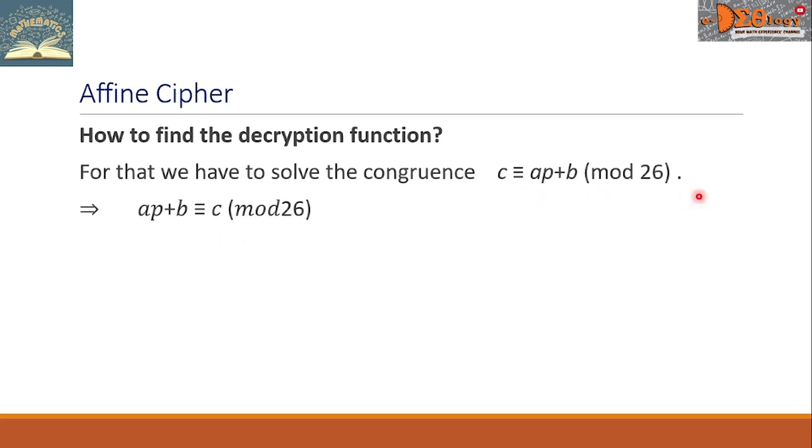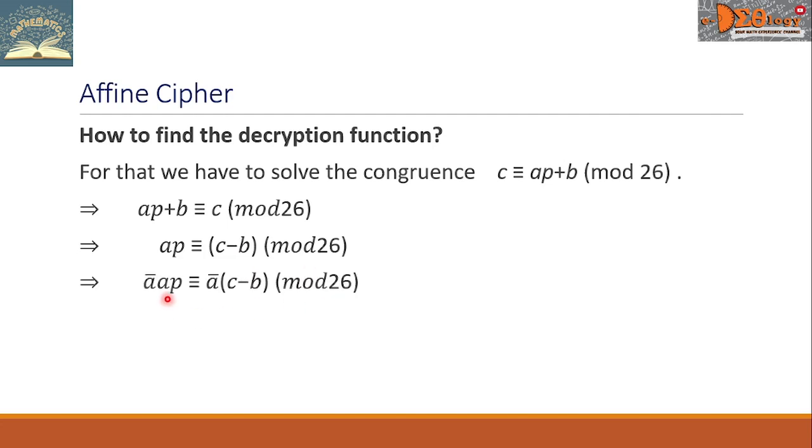We can rewrite this congruence like this. We interchange the c and the quantity ap + b, so the left side will be ap + b is congruent to c mod 26. Let us transpose this positive b to the right side. So we have ap is congruent to c minus b mod 26. Next, we multiply both sides of the congruence by the inverse, a bar. A bar times ap is congruent to a bar times the quantity c minus b mod 26.